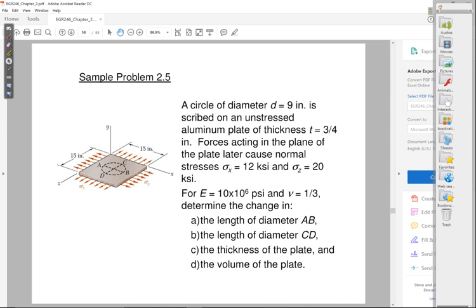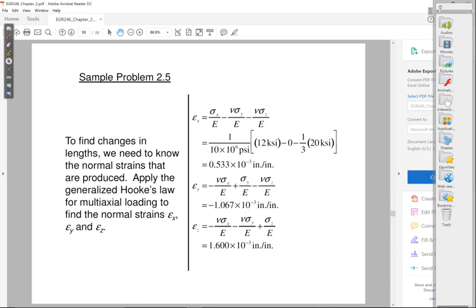Then the same thing for diameter CD, except that CD happens to coincide with strain in the z direction. Then finally, for change in the thickness of the plate, that's obviously strain in the y direction. So the generalized Hooke's law is going to apply for this problem. So what you do is, for the first part, you say you need to find the strain in the x direction.